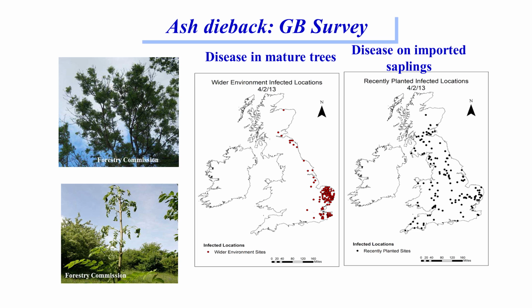And the other is in, usually the saplings will be rather shorter than this, where we've imported saplings from the continent. These are sites at which the disease has been detected, up until early this year; we have newer data. And what you see, of course, is that most of the disease in the mature trees is on the east coast. The saplings, of course, have been imported throughout Great Britain, and I haven't put the data on for Northern Ireland and the Republic, but these are coming through.